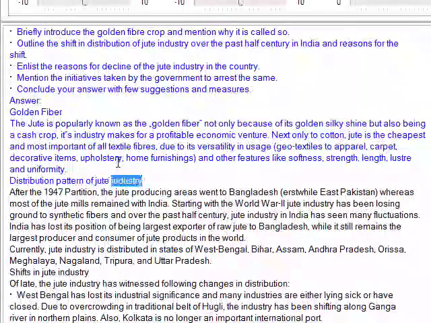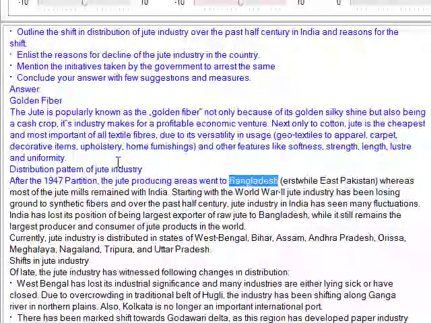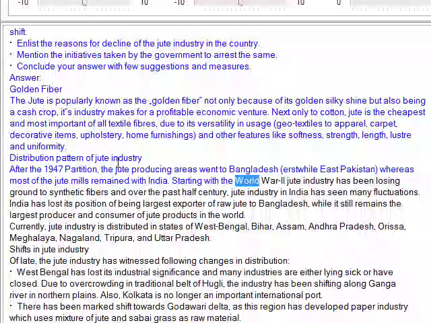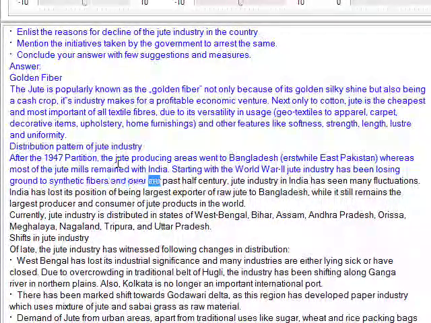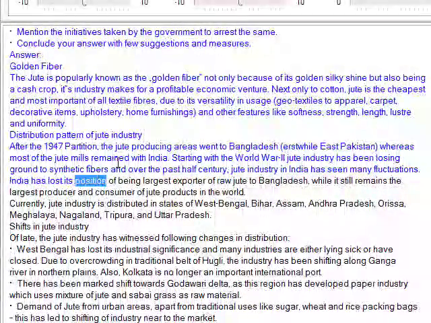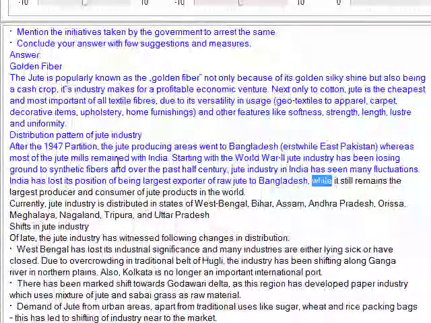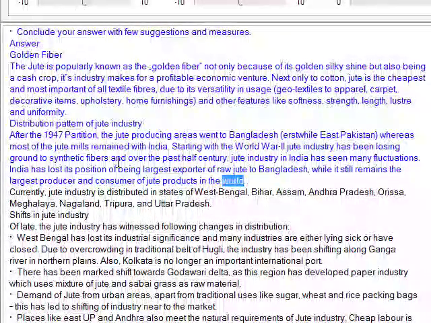Distribution pattern of jute industry after the 1947 partition. The jute producing areas went to Bangladesh, then East Pakistan, whereas most of the jute mills remained with India. Starting with World War II, the jute industry has been losing ground to synthetic fibers, and over the past half-century, the jute industry in India has seen many fluctuations. India has lost its position as the largest exporter of raw jute to Bangladesh, while it still remains the largest producer and consumer of jute products in the world.